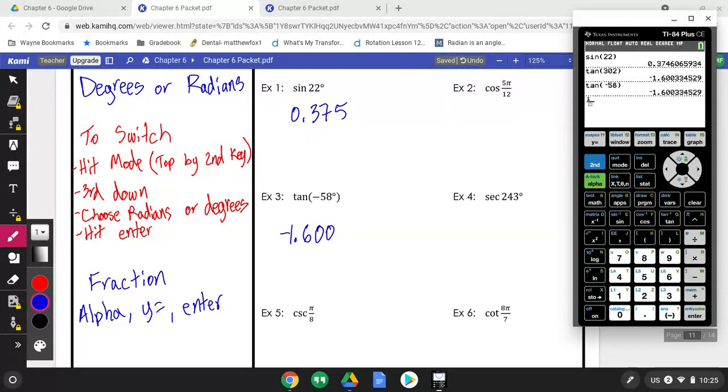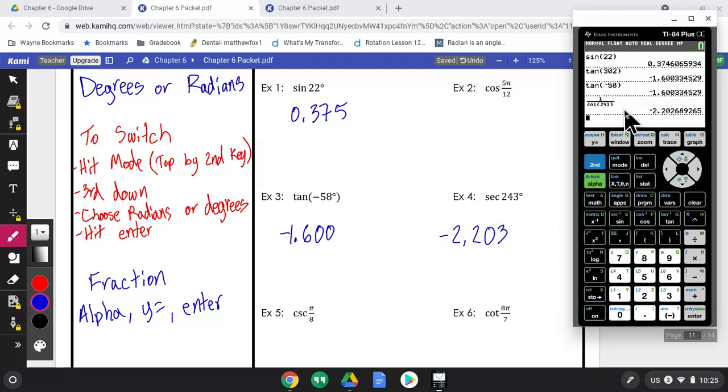Then we said we want 1 on top. And then right here, secant, that pairs up with cosine. So I want to hit cosine of 243. And I close that parenthesis. And I hit enter. And we are done. Okay, so negative 2.203. We rounded up because it was 2.2026. The 6 makes us round up. So once again, we did that because 1 over cosine of 243. Because secant and cosine are paired up, they are reciprocals.